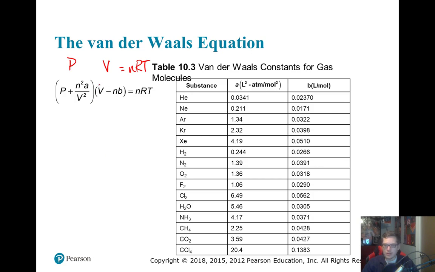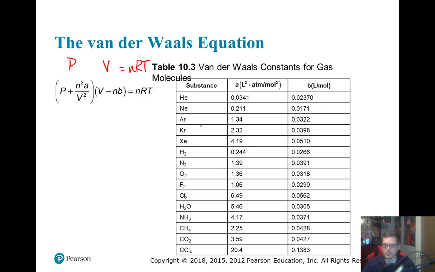And then our volume here, the volume component subtracts out the moles and this B constant. This new B constant is this guy here. It's in liters per mole. So once you multiply by moles, it's just in liters. It helps us keep track of the amount of available volume that's being taken up by our atoms.